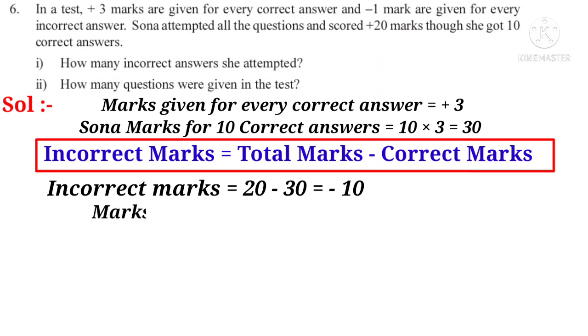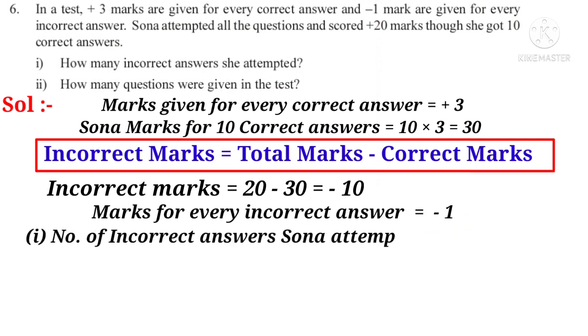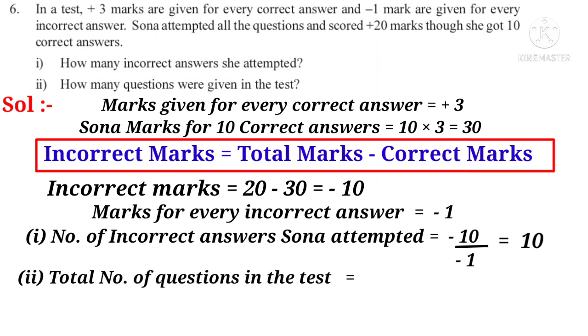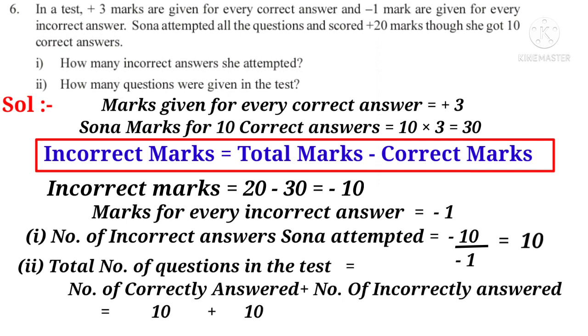Now marks for every incorrect answer is equal to minus 1. So number 1, number of incorrect answers Sona attempted is equal to minus 10 by minus 1, that is equal to 10. And observe that Sona attempted all the questions. So number 2, total number of questions in the test equal to number of correctly answered plus number of incorrectly answered, that is equal to 10 plus 10, which is equal to 20.